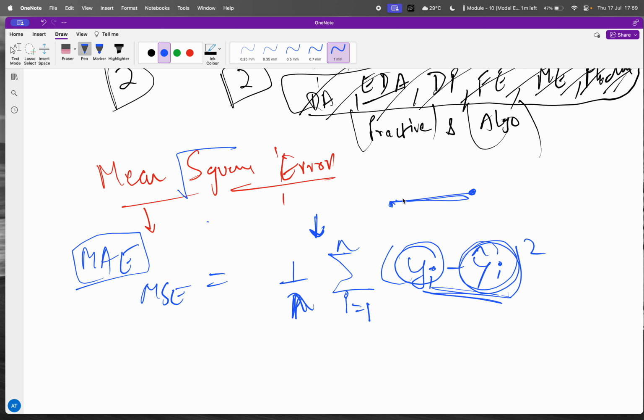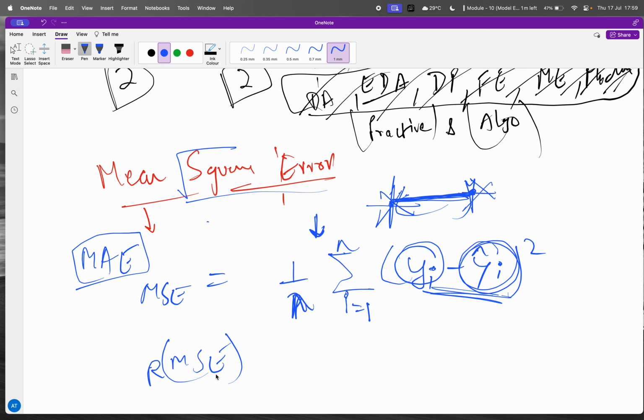Like how big the mistake was. This point has to be predicted, but it predicted this point. Now what is the distance between both of them? Square it, right? So to analyze the bigger mistakes, we use mean square error. Okay, then we will go for the root mean square error.